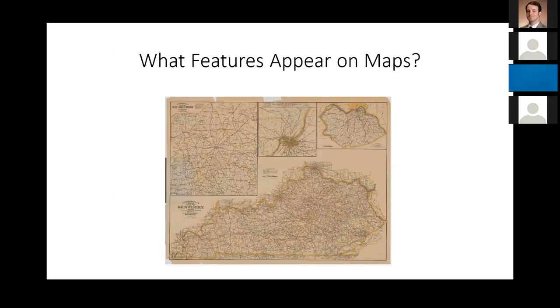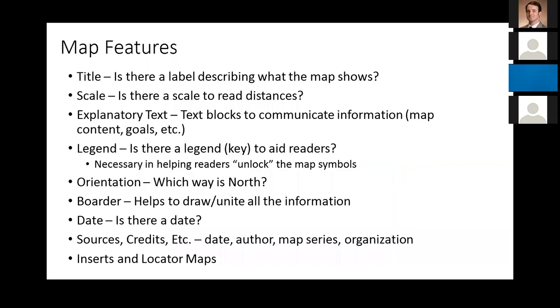So then we can start thinking about what does a map look like? What features appear on a map? And this is important to note because there's a standardization process behind this that we have to think about before we can start creating our own visualizations. So we can think about map features, and these may seem very common sense to you, but when you actually start making maps, you oftentimes will very quickly forget these things even exist.